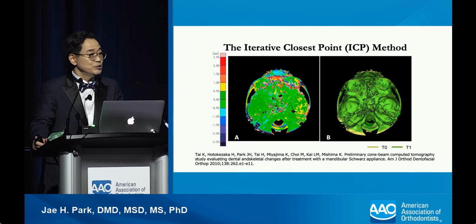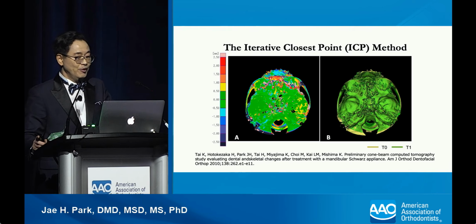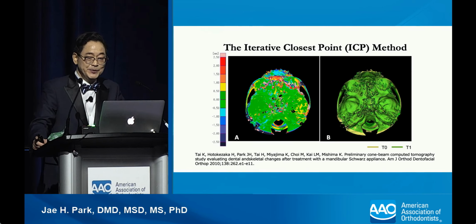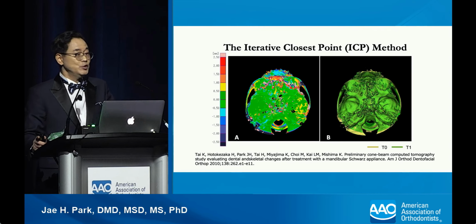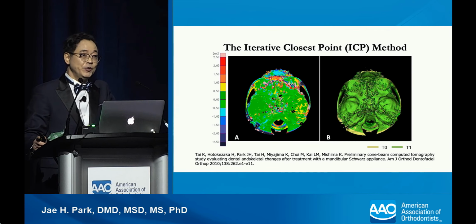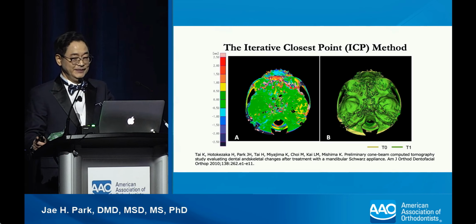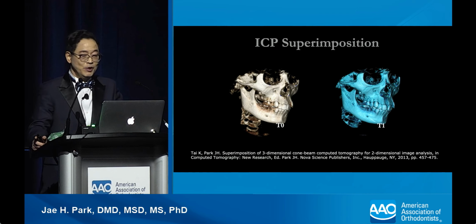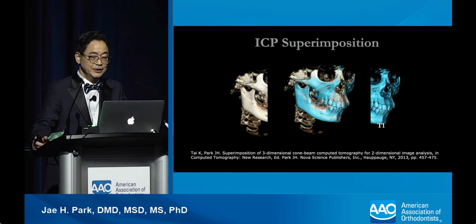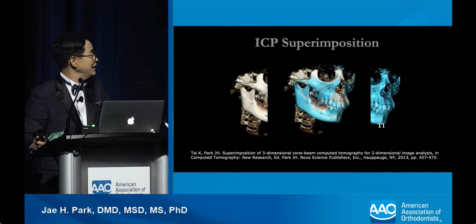On the left side, you can see the ICP method. Superimposition was performed on all areas of the cranial base, not the peripheral zone that experienced growth. On the right side, the 3D image represents superimposition of T1 on T0 at the cranial base. T0 is pre-treatment, T1 is post-treatment. This is a superimposed image by the ICP method.